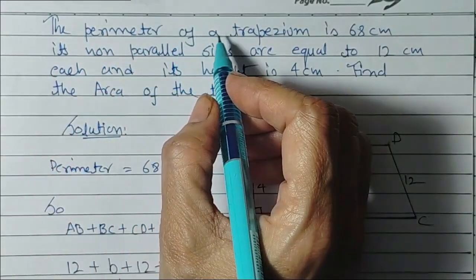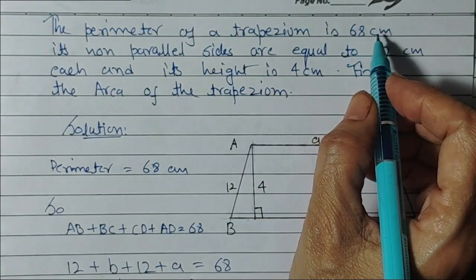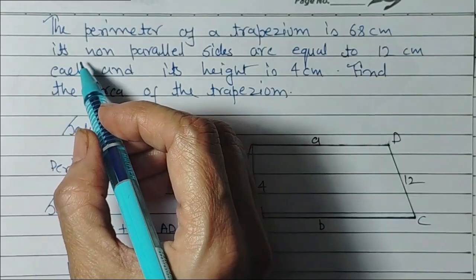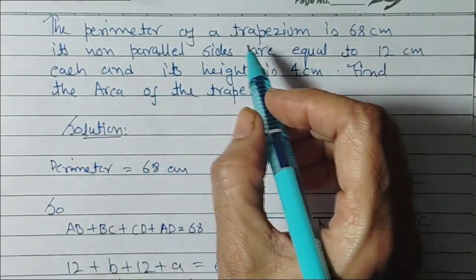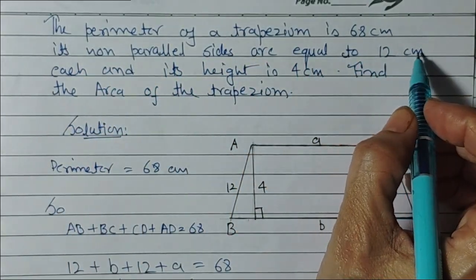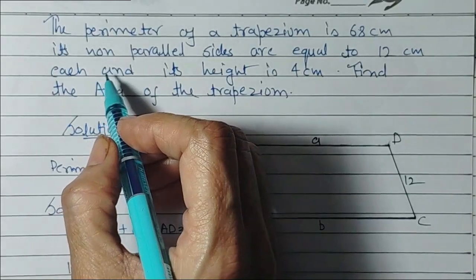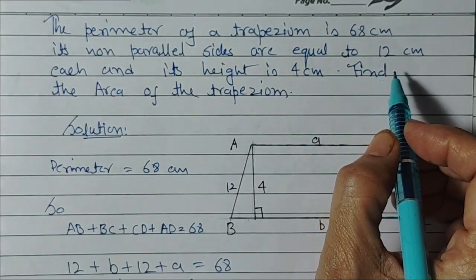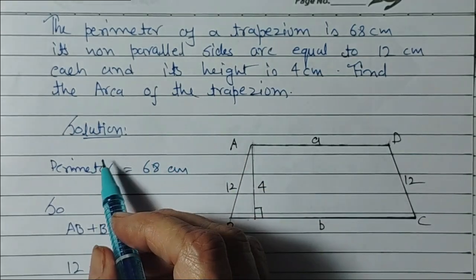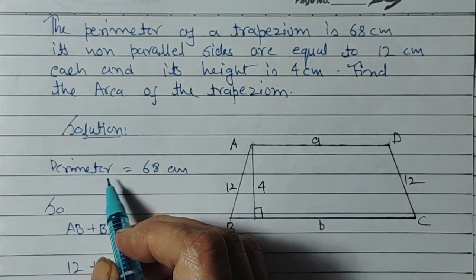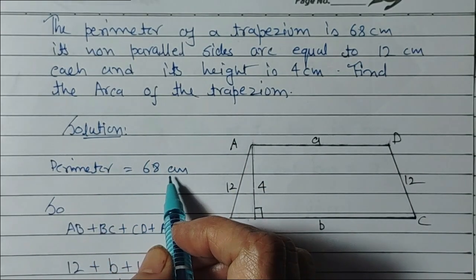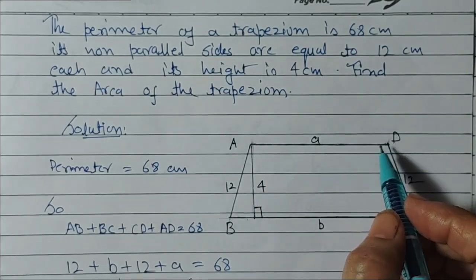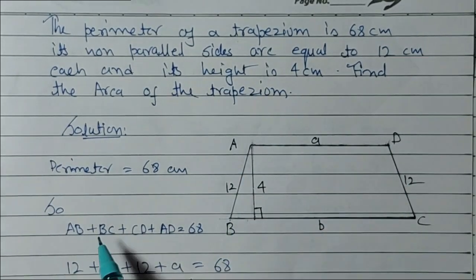The perimeter of a trapezium is 68 centimeter and its non-parallel sides are equal to 12 centimeter and its height is 4 centimeter. Find the area of the trapezium. So the solution will be: perimeter is given, it is 68 centimeter.